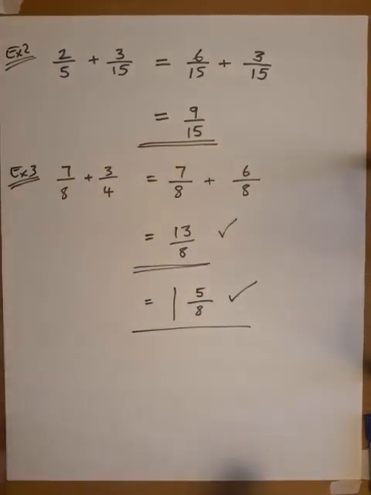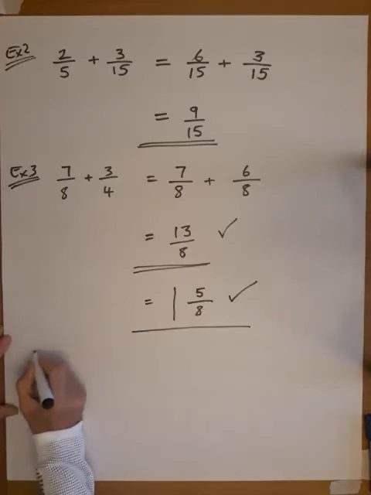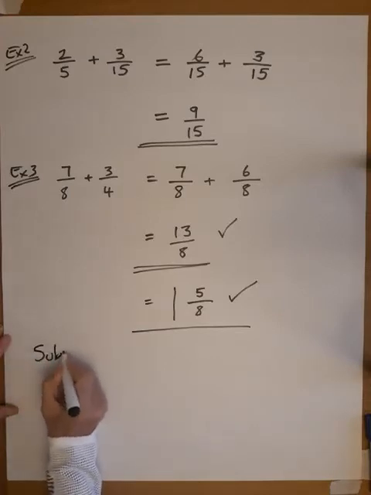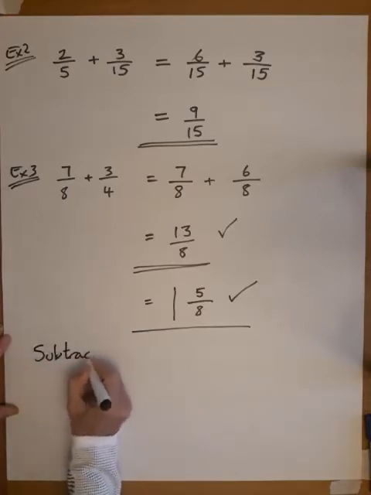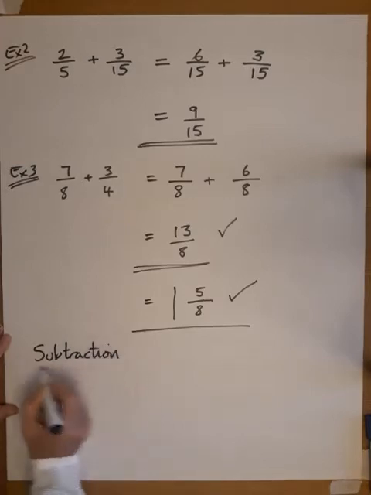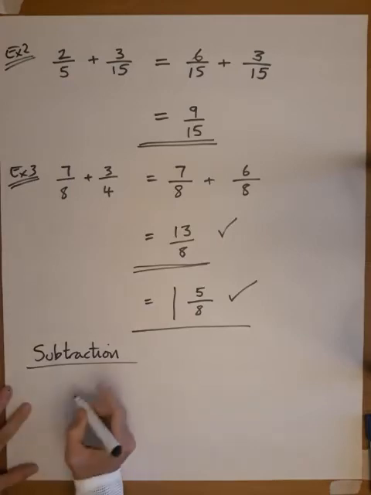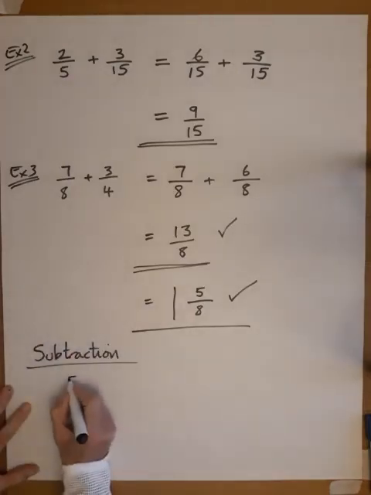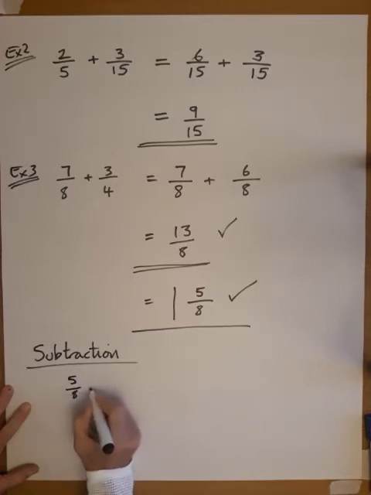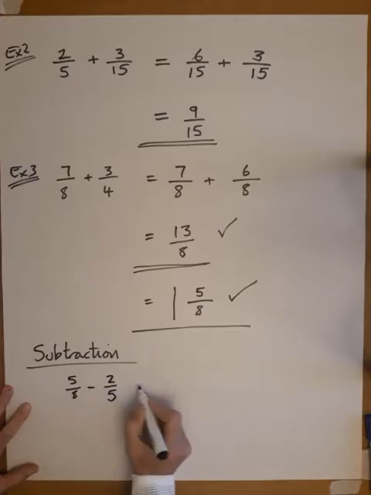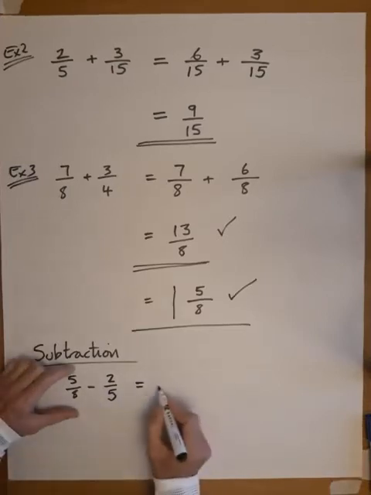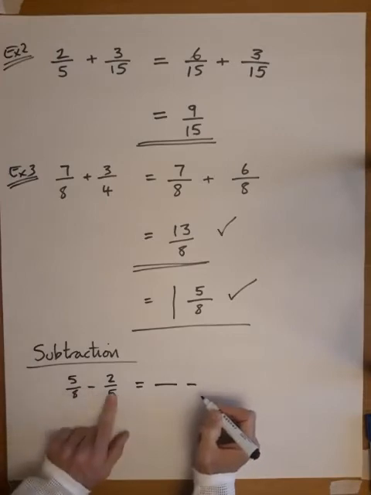Right, next step. So the next one is subtraction. So subtracting fractions. The method is extremely similar. Let's take 5/8 minus 2/5 equals, we're going to have a fraction minus a fraction.